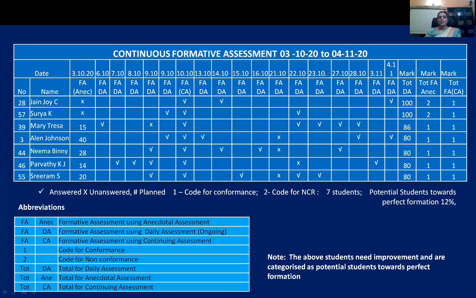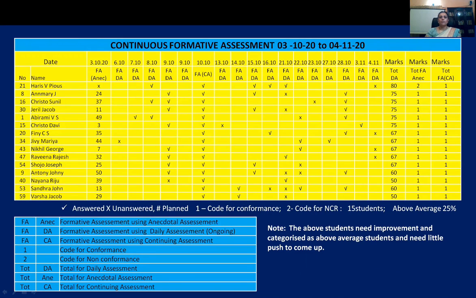Tick mark represents a student has answered a question. The multiplication symbol represents a student has not answered the question. The hash symbol shows a student was planned to be asked. The students shown in this slide are those who need improvement and are categorized as above average students and need a little push to come up.